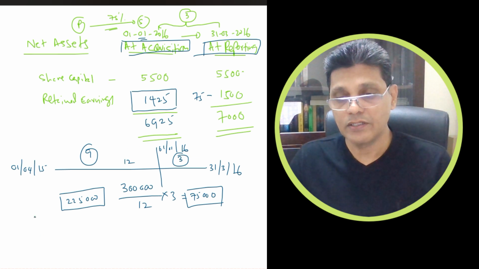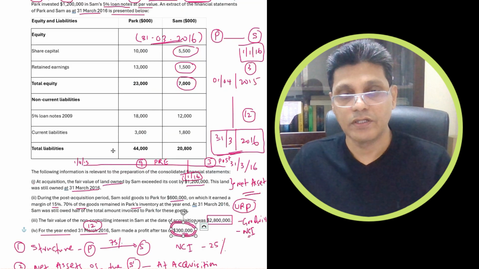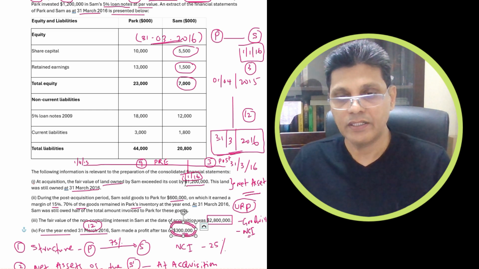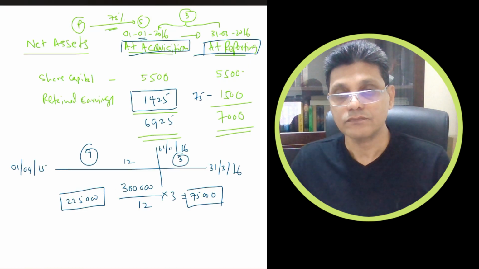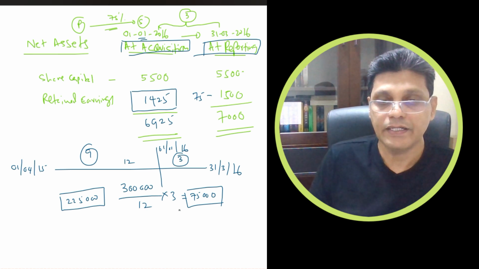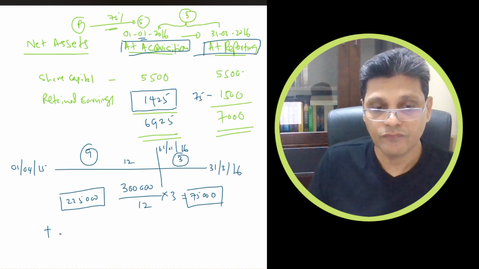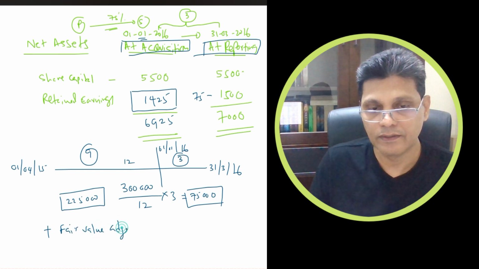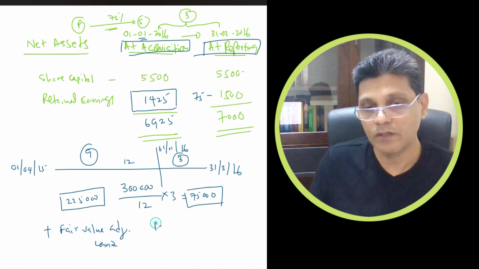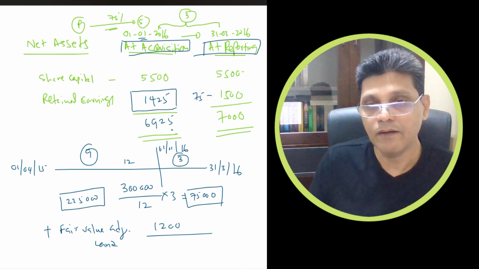Then in addition to that, you are given that at acquisition the fair value of the land owned by Sam exceeded its cost by 1.2 million. This land was still owned at 31st March 2016. So therefore, you look at this, your total net assets, share capital and retained earnings 6,925,000. All these numbers are in thousands. So to that you need to add the fair value adjustment for land.